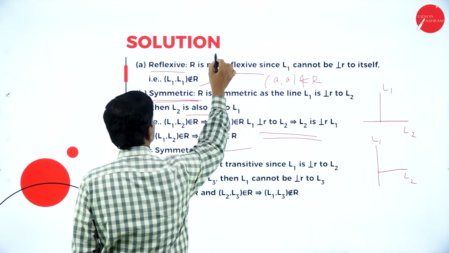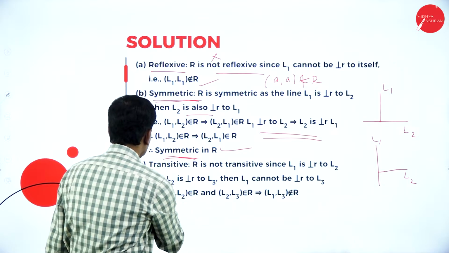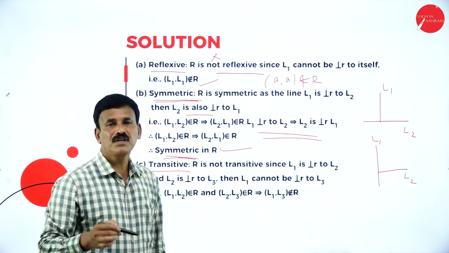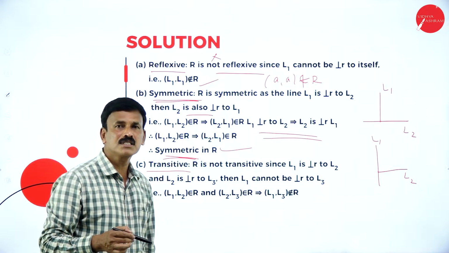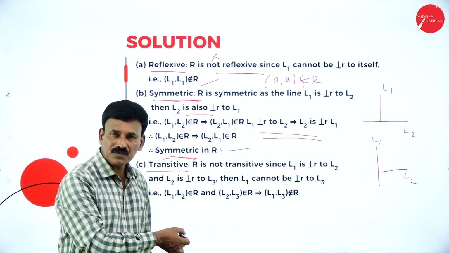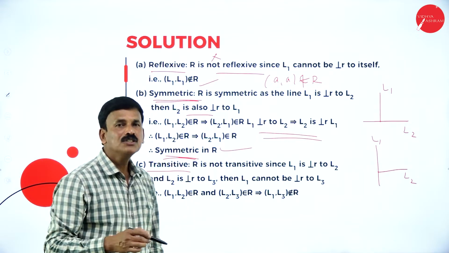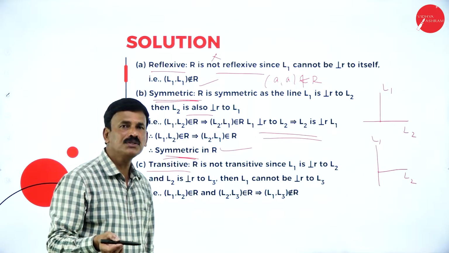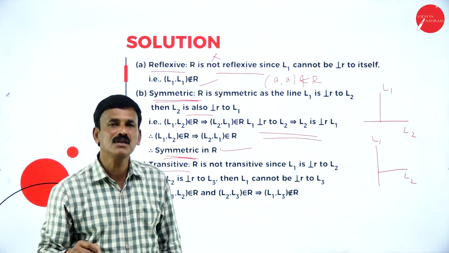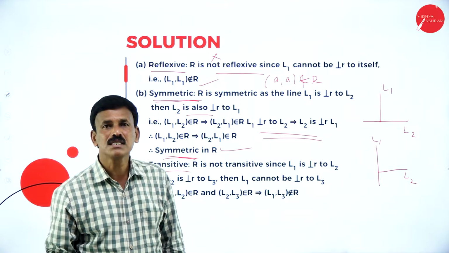Next, let us verify whether it is transitive or not. What is the transitive property? If (A, B) belongs to R and (B, C) belongs to R implies (A, C) also belongs to R. In terms of perpendicularity, if the line L1 is perpendicular to L2 and L2 is perpendicular to L3, verify whether L1 is perpendicular to L3 or not.